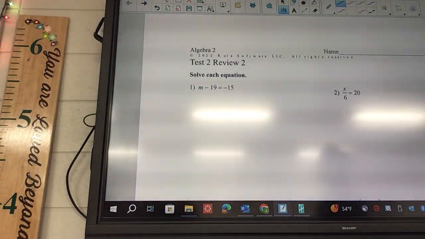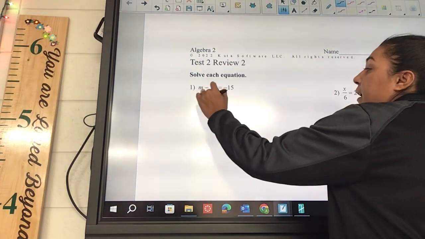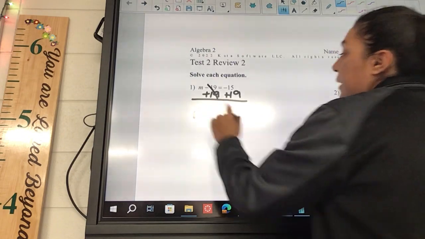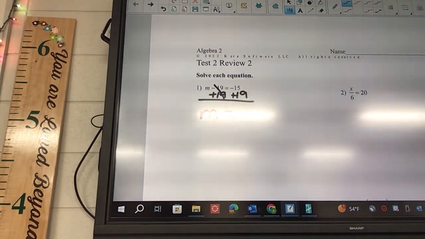Thanks for the warning. Yep, what needs done? You get rid of the 19. Add 19 to both sides. Okay, negative 15 plus 19. 4.